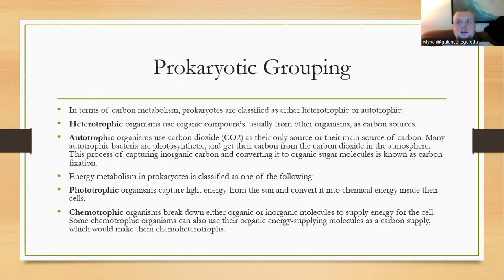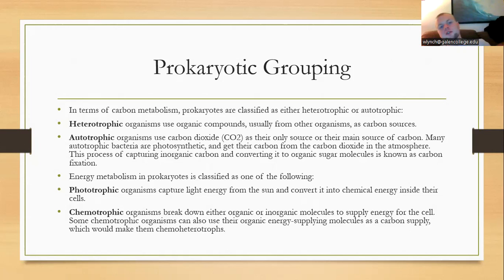So when we group prokaryotes together based on their metabolism, we are going to group them into these specific classifications. Heterotrophs are going to be ones that use organic compounds from other organisms. Autotrophs are going to be ones that use carbon dioxide as their only source of carbon, right? Many of these are photosynthetic. Some of them get carbon dioxide from the atmosphere. The process of capturing inorganic carbon and converting it to sugar molecules is known as carbon fixation.